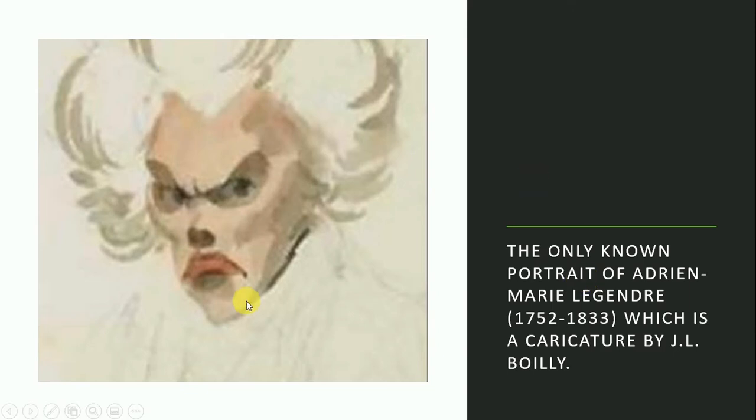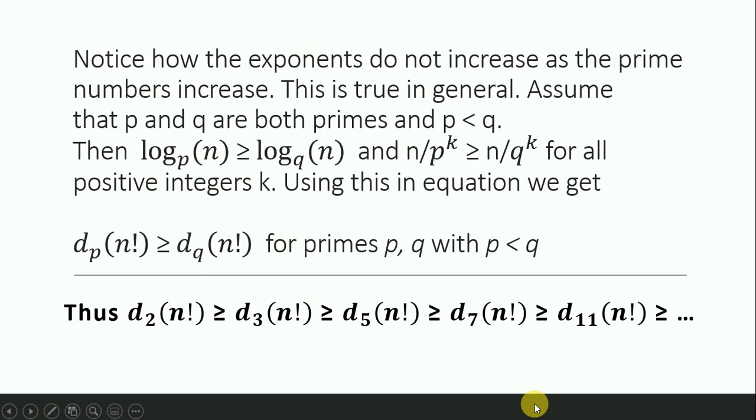Alright, so this is him. This is the only known portrait of Adrien-Marie Legendre, from 1752 to 1833, which is a caricature by Boilly. Okay. Notice how the exponents do not increase as the prime numbers increase.